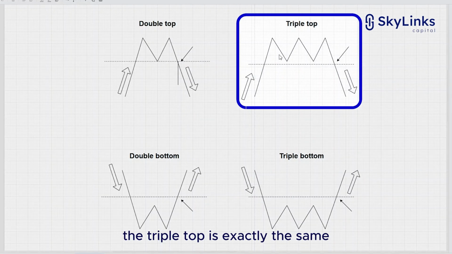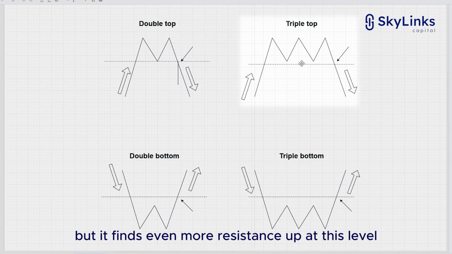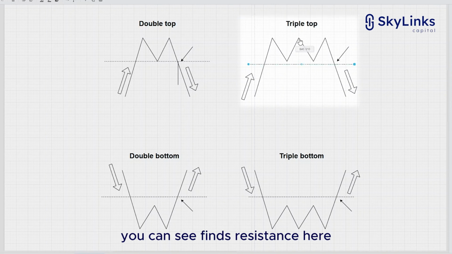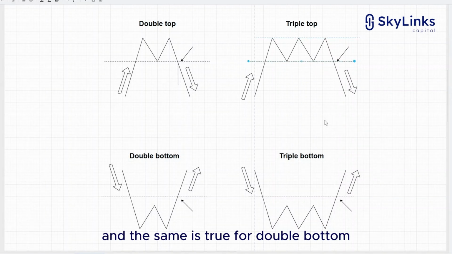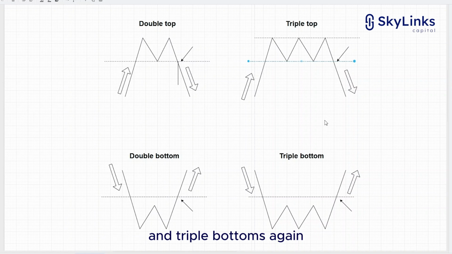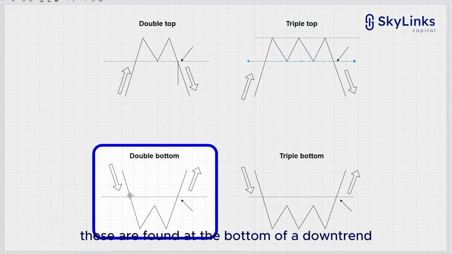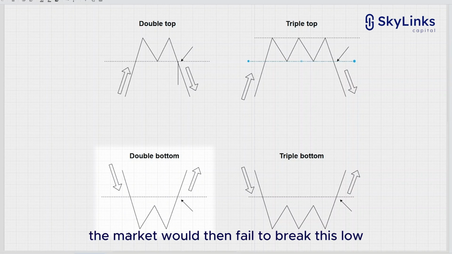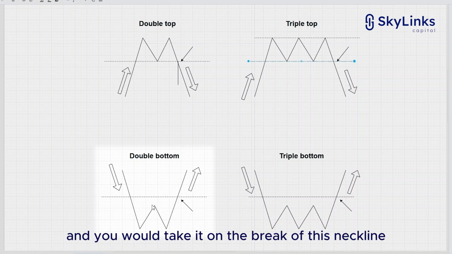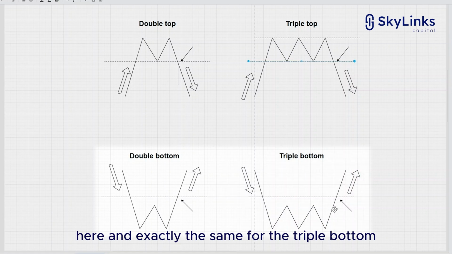The triple top is exactly the same, but it finds even more resistance up at this level. You can see it finds resistance here, struggles to break through, creates a neckline, and then we trade this lower. And the same is true for double bottom and triple bottoms. Again, these are found at the bottom of a downtrend where there's found support. The market would then fail to break this low, and you would take it on the break of this neckline here. And exactly the same for the triple bottom.